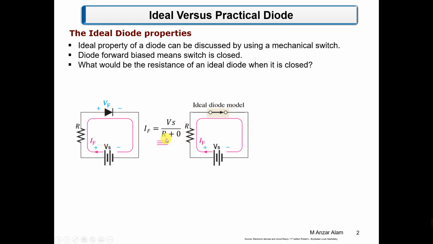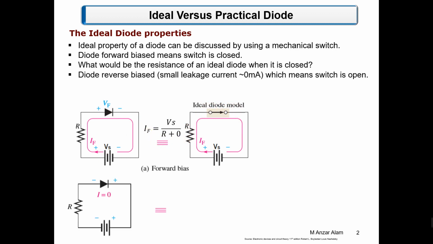And what is the resistance? In this loop, there are two components, the resistor and the diode. The resistor has resistance value R, and the diode, because it's a short circuit, has its resistance taken as 0. So we can calculate the forward bias current IF.